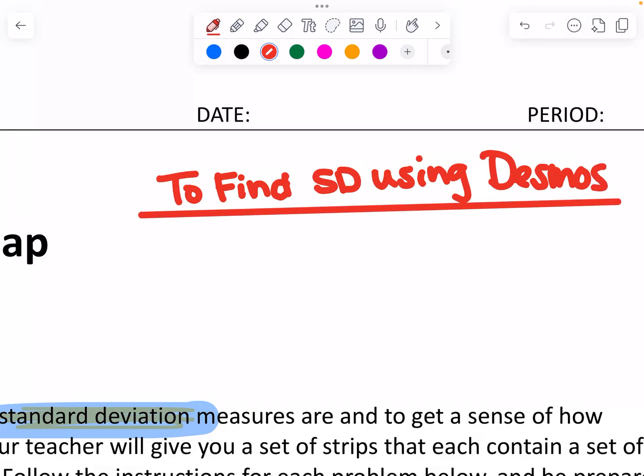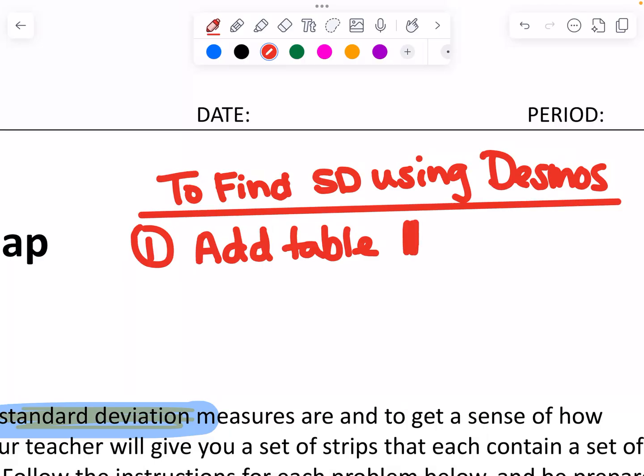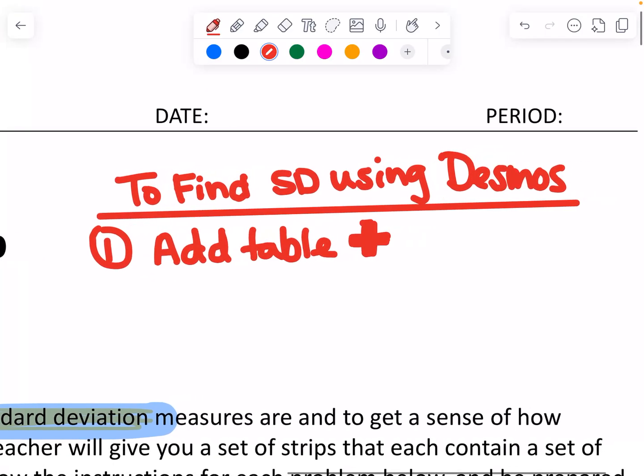Okay, so our first step is to open a new Desmos graphing calculator, and we're going to add a table. So add table. To add a table, you click on that plus sign, upper left, right? And we are only going to fill in the X values. So fill in X1. The reason we're only filling in the X values is because this learning cycle we are studying single variable data. So we only have X values.